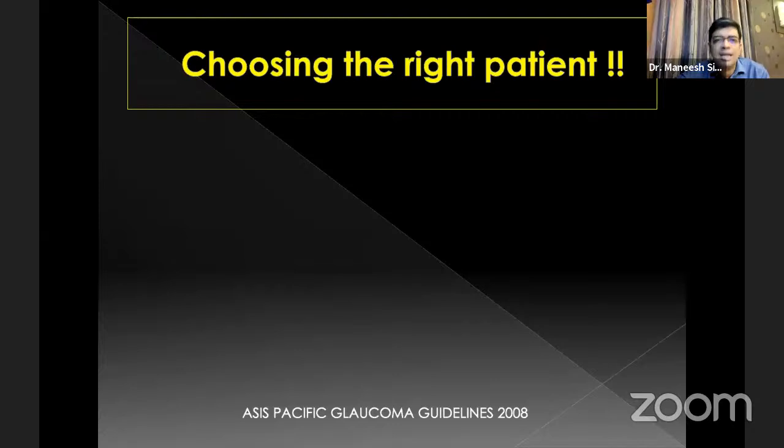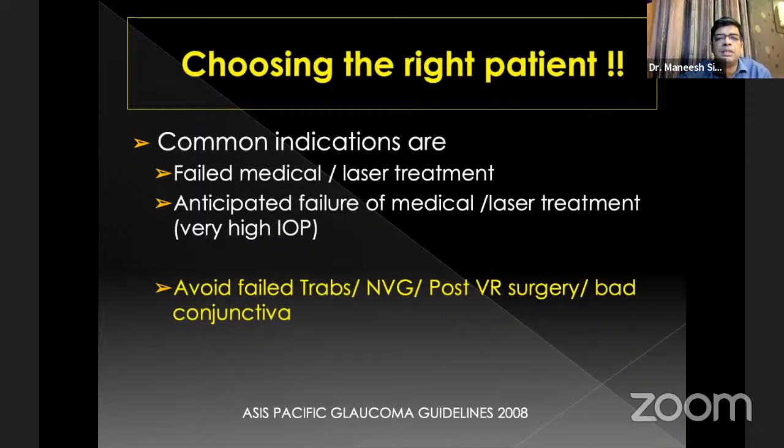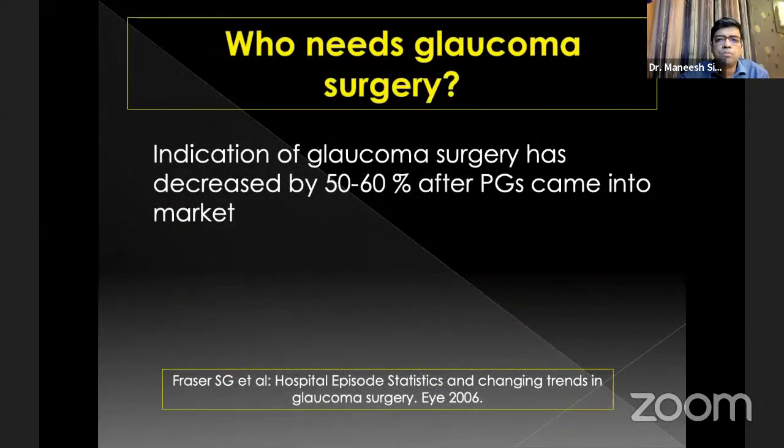But we should follow certain guidelines to enhance the overall success of our surgery. Choosing the right patient is also very important, especially if you're starting trabs in your practice. I'll say you choose patients who have virgin conjunctiva, untouched conjunctiva. Avoid failed trabs or difficult cases like neovascular glaucoma or a post-VR surgery or a uveitic glaucoma, because they do have a higher risk of failure, and it will be bad to start with those difficult cases.